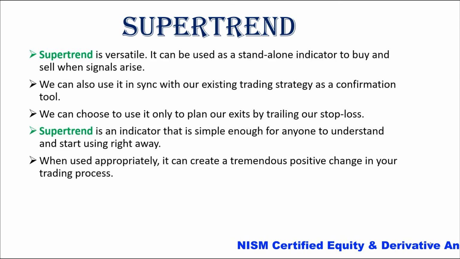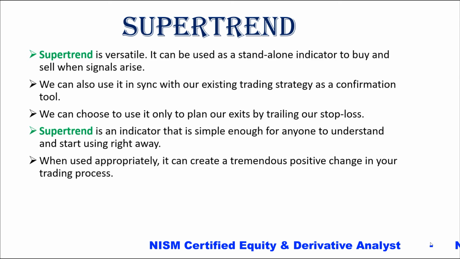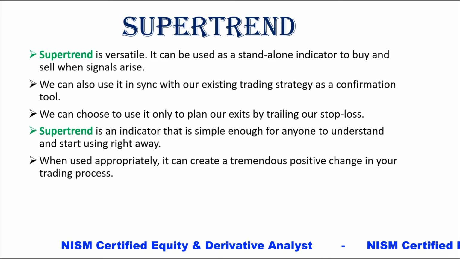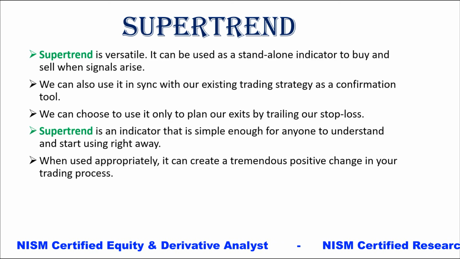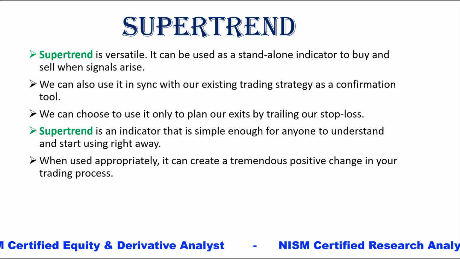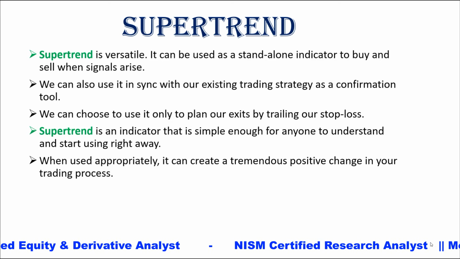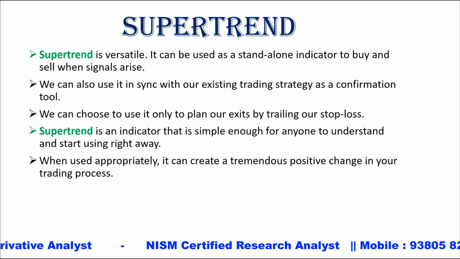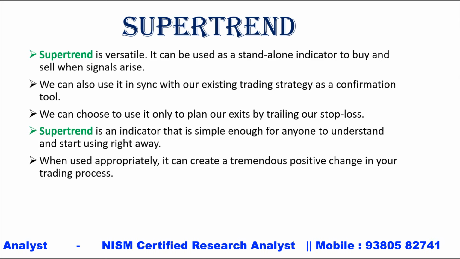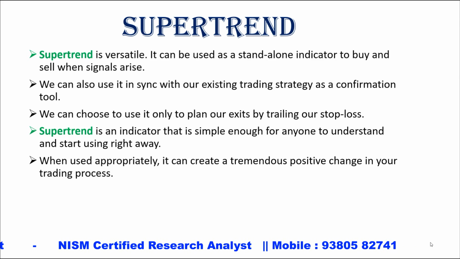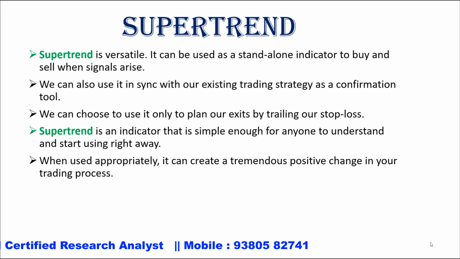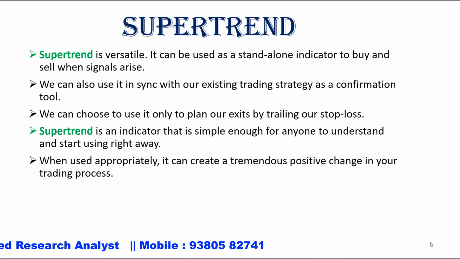SuperTrend is a versatile indicator and it can be used as a stand-alone indicator to buy and sell when signals arise. We can also use it in sync with other existing trading strategies as a confirmation tool. We can choose to use it only to plan our exits by trailing our stop loss. SuperTrend is simple enough for anyone to understand and start using right away, so any new trader can start using it. When used appropriately, it can create a tremendous positive change in your trading process.